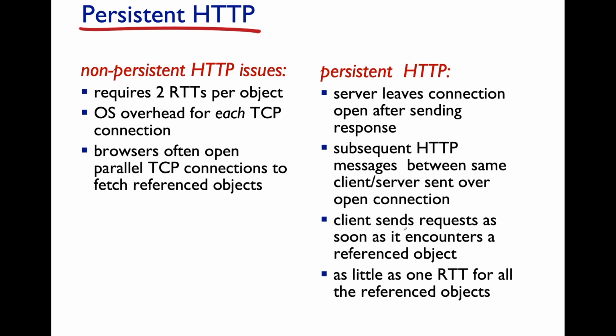Persistent HTTP is one where the server leaves the connection open after sending back the response. And so in doing so, any subsequent interaction between the client and the server, like the GET request for some resource or object from the server, uses the same connection. And so you have as little as 1 round trip time for all of the reference objects, because that cost of round trip time for establishing the connection, you pay that once up front, and you just pay the cost of just the GET and the file transfer for each of those subsequent objects that are transferred.